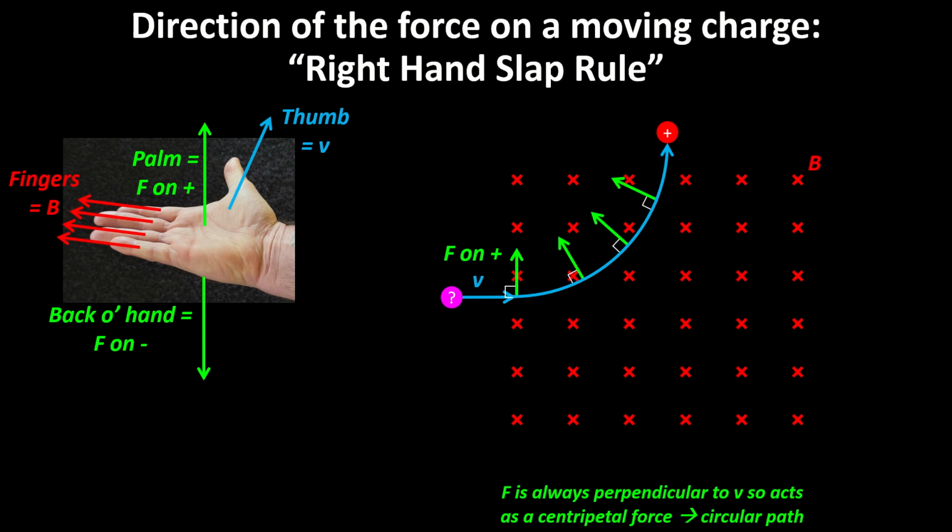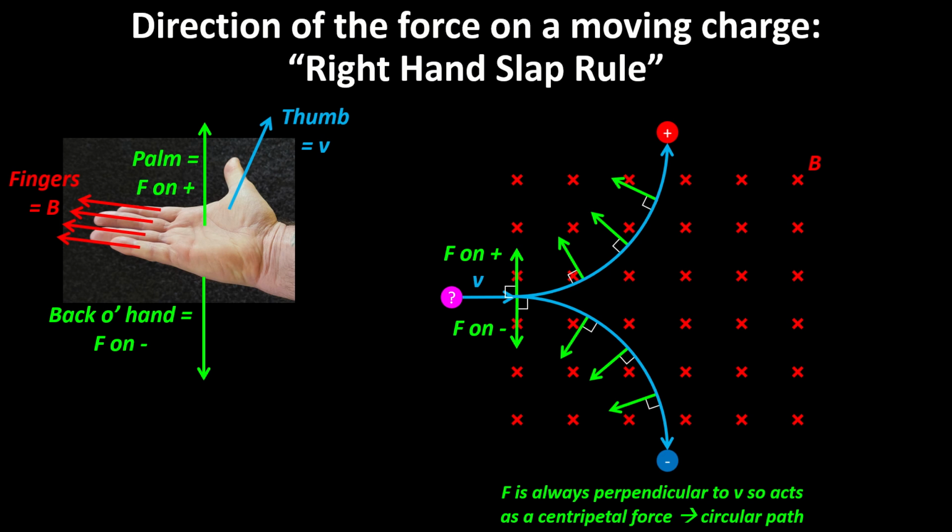Now, if that was instead a negative charge, we do the right-hand rule, we've got the same orientation, fingers into the screen. It's moving to the right initially. The back of the hand, because it's negative, is facing downwards. So there's a downward force on a negative charge, which means that it will be deflected in the downward direction. And the same thing happens because that force continually changes direction with it. You get a centripetal force, so it's a circular path.